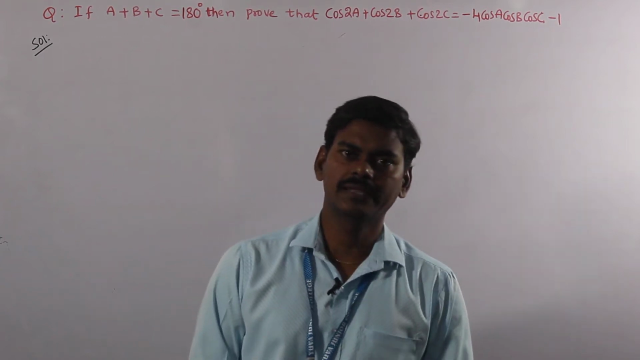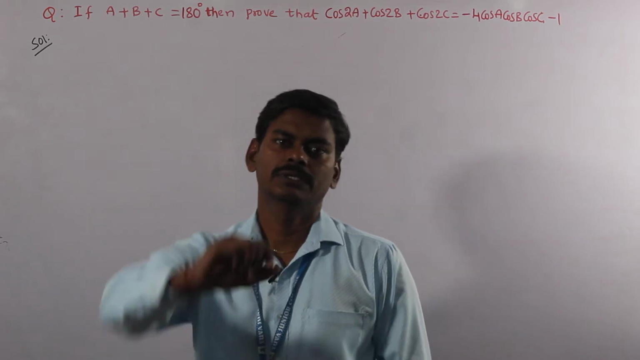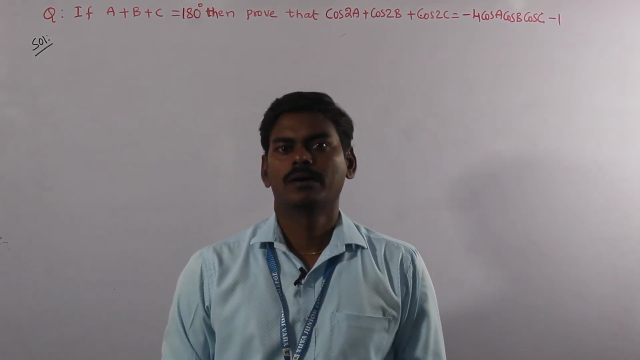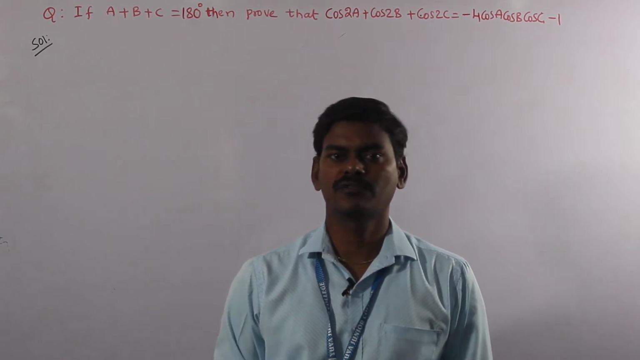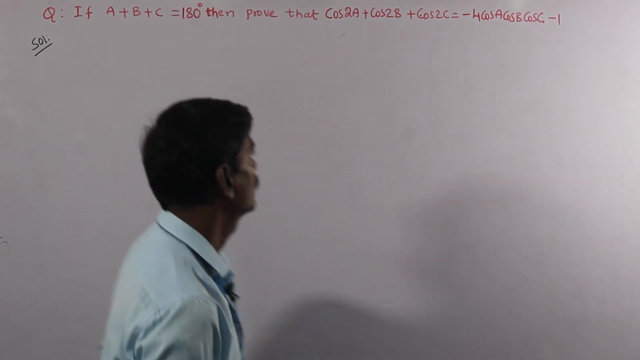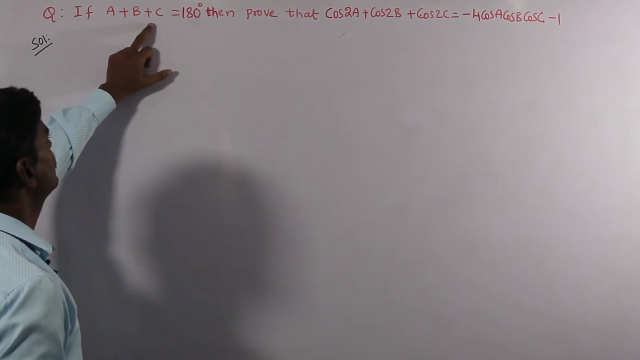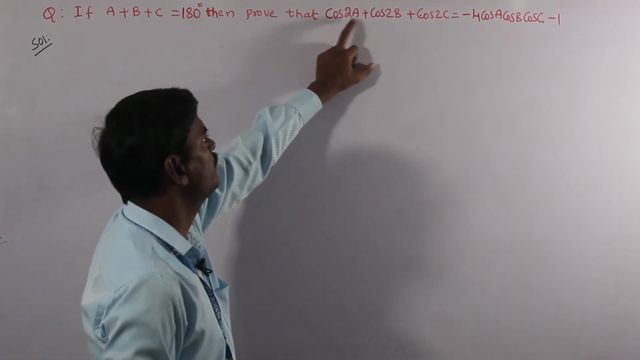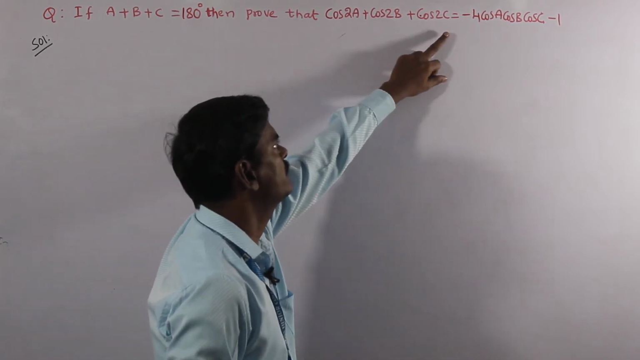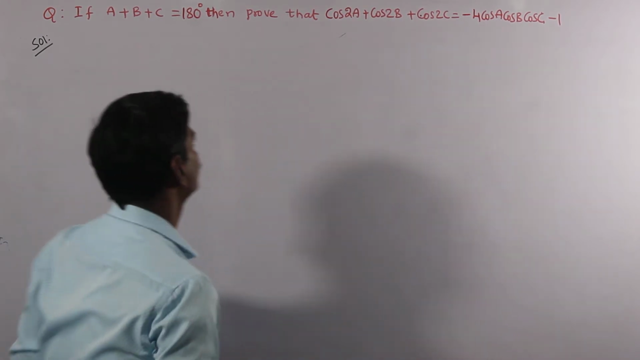Hello students, in this video we are going to learn an important long answer question from the trigonometry chapter, Sum and Product Transformations topic. Let us see one question. If a plus b plus c equals 180 degrees, then prove that cos 2a plus cos 2b plus cos 2c equals minus 4 cos a cos b cos c minus 1.